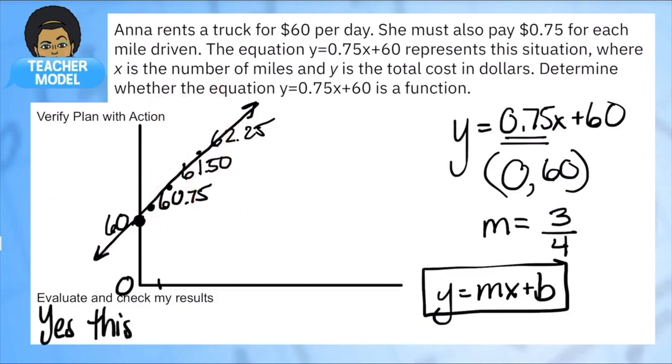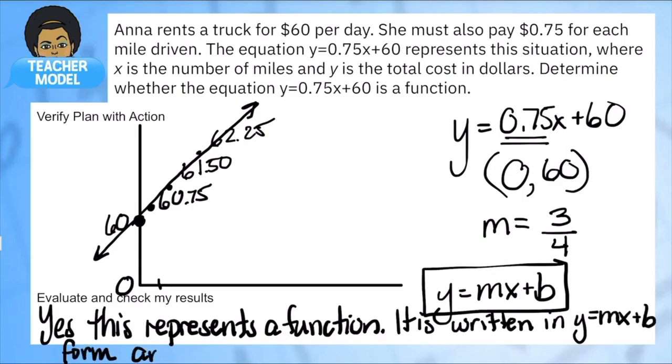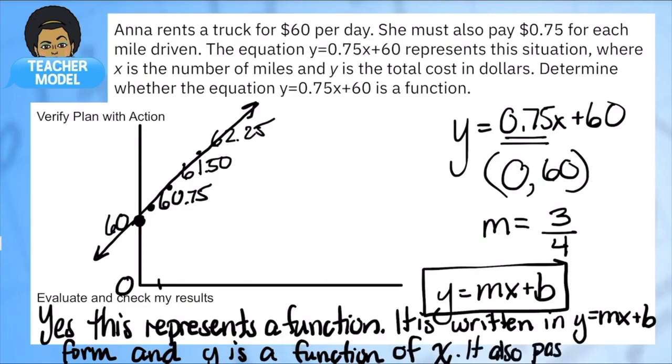Yes, this represents a function. It is written in y equals mx plus b form, and y is a function of x. It also passes the vertical line test. It passes the VLT, the vertical line test. So we're going to stop there.